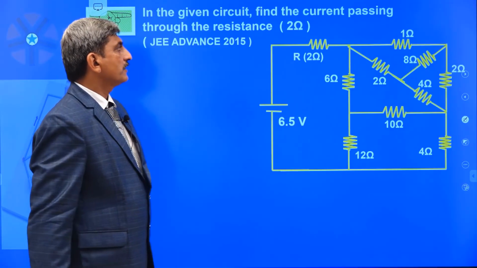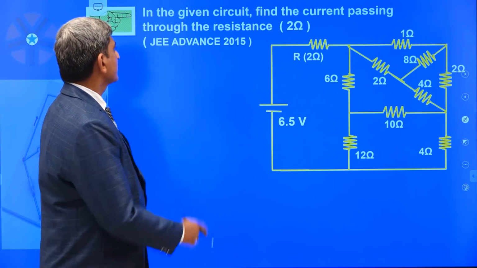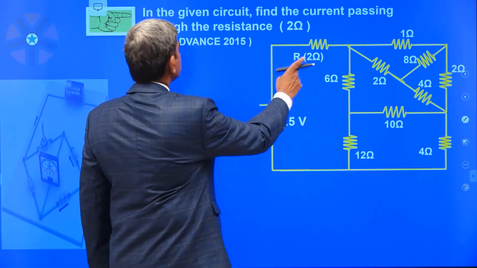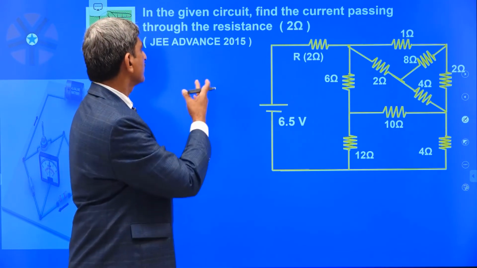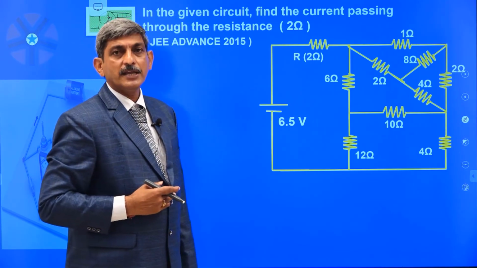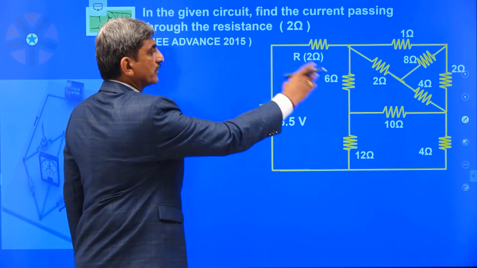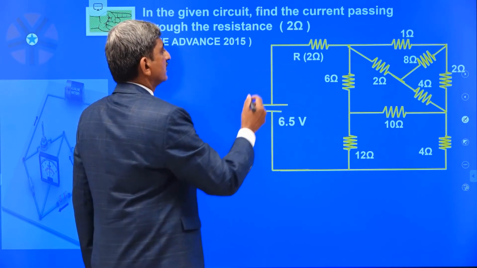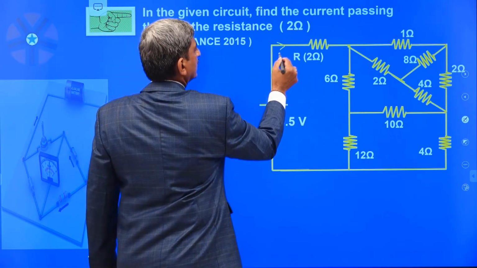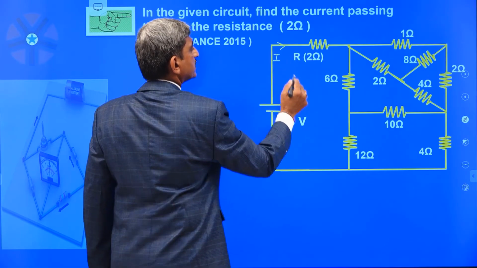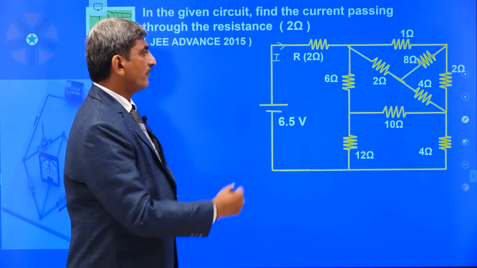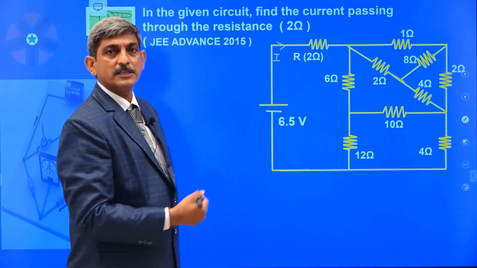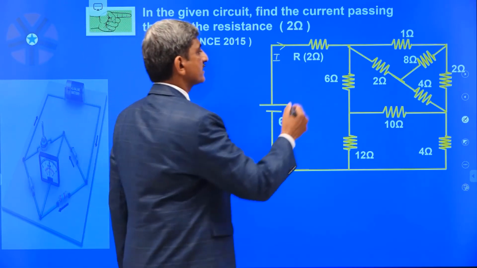In the given circuit, find the current passing through the resistance R equal to 2 ohms. This problem was given in the 2015 JEE Advanced. So there is a complicated network. We wanted to determine the current passing through the resistance R equal to 2 ohms. For that, let us mark the points at various junctions.